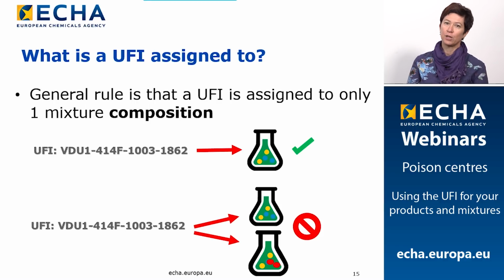So the UFI is a code, and it needs to be on the product label and included in the submission of information. But what does it correspond to? Well, the principal rule for UFI is that only a single UFI can ever be assigned to one mixture composition. In other words, assigning a UFI to 2 completely different mixture compositions is not allowed.